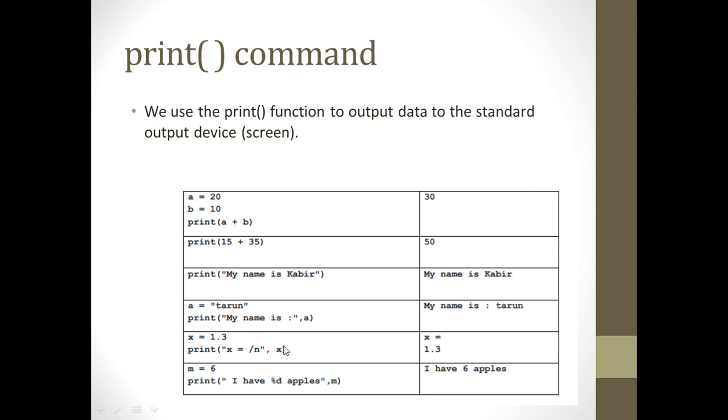If I want something to appear in the next line, then backslash n moves to the next line. So x is equal to, backslash n will move to the next line, and there the value of x will get printed. Or I can also use a format specifier like percentage d, like we do in C. I have percentage d apples, comma m, so the m value, which is 6, will be substituted over here.